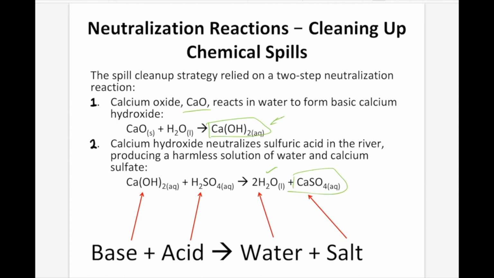So why don't we just add calcium hydroxide to the water directly? Well, it's a lot safer to carry around this calcium oxide, first of all. It's a lot easier to handle and a lot easier to distribute into the water. So it just makes it an easier process.